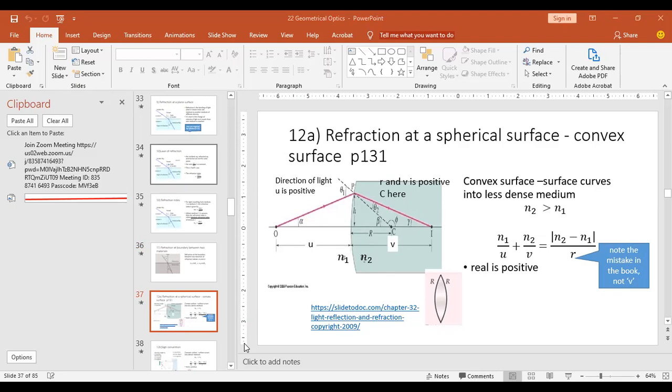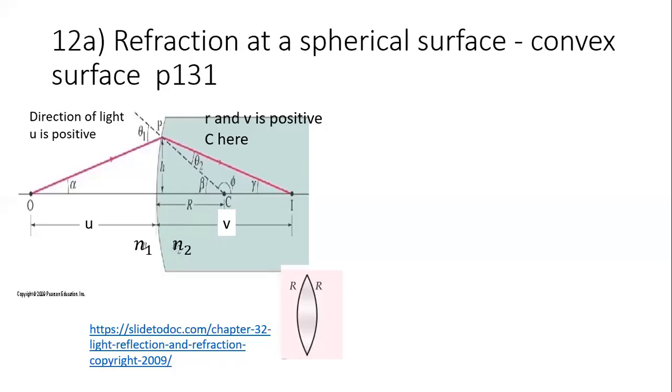Which one is R? Say again. The direction of light, U, and then they put the R and V. Oh, U is the object, V is the image, and R is the radius of curvature. You can use capital R or small r, up to you. This is your C. That's your radius of curvature. This is a part of a big circle, a big sphere, that's all.